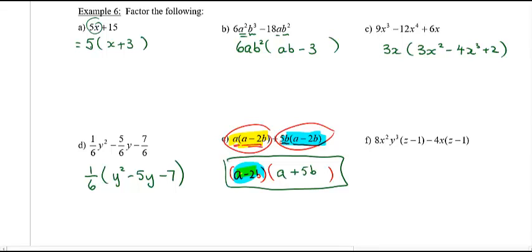Alright? And if you want to do that for f, that's good too. You can take out the z minus 1. But wait, there's more that's perhaps common. I see both of them share a factor of 4, and they also share a factor of x. So that's great. And now the tricky part is what's this divided by that? Well, I think what's left over, 8 divided by 4 is just 2. X squared divided by x is just x. Y cubed divided by nothing is just y cubed. And then z minus 1 divided by z minus 1 is just 1.